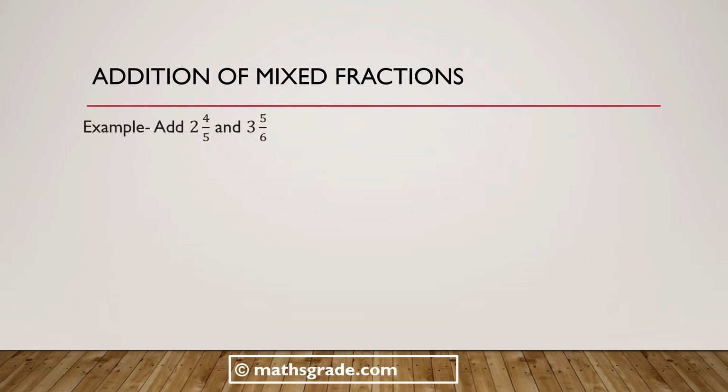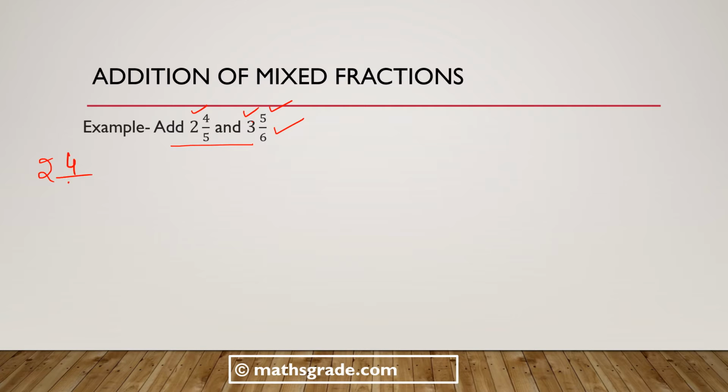Now let's take an example. Add 2 4 divided by 5 and 3 5 divided by 6. These are two mixed fractions because the first is a combination of whole number 2 and the proper fraction 4 divided by 5, and the second mixed fraction is a combination of whole number 3 and the proper fraction 5 divided by 6. Now we have to add these two mixed fractions.